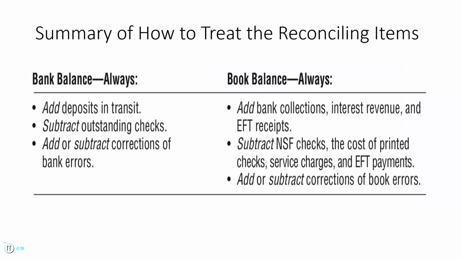So in summary, how do we treat reconciling items? Remember, on the bank side, we always add deposits in transit, subtract outstanding checks, and add or subtract errors by the bank, if it's the bank's fault. On the book side, we add bank collections, interest revenue, and electronic fund transfers in. We subtract out non-sufficient funds checks, the cost of printing checks, service charges, and electronic funds transferred out, and then we add or subtract any corrections of errors.